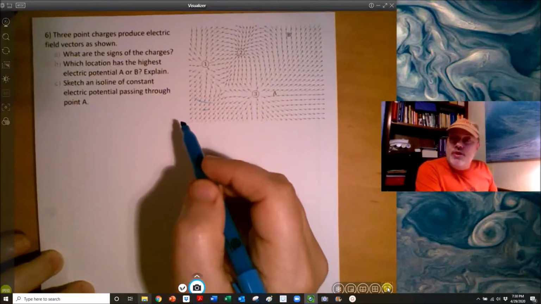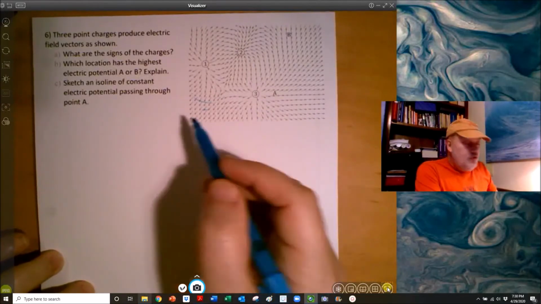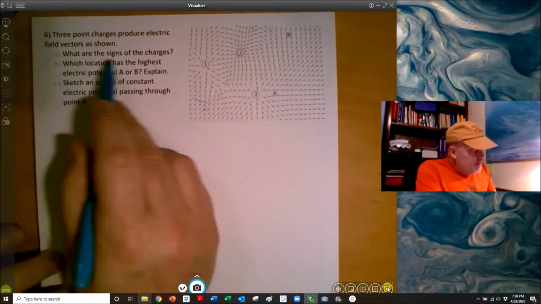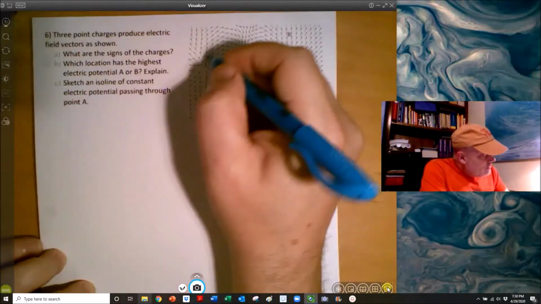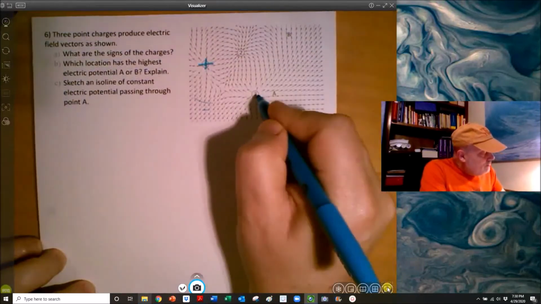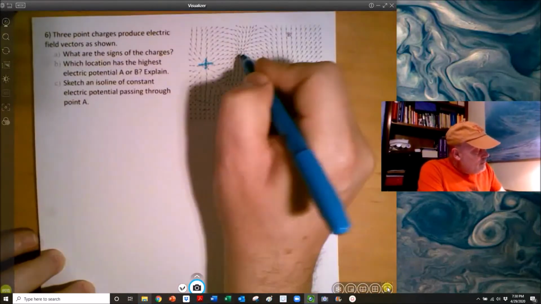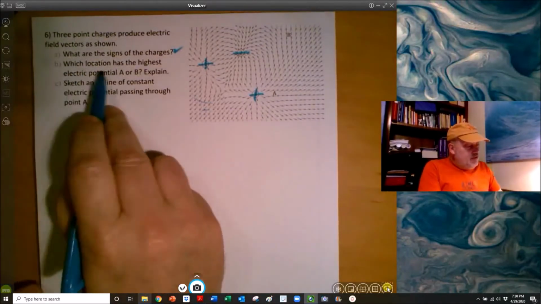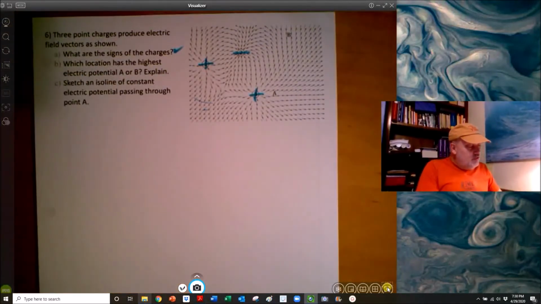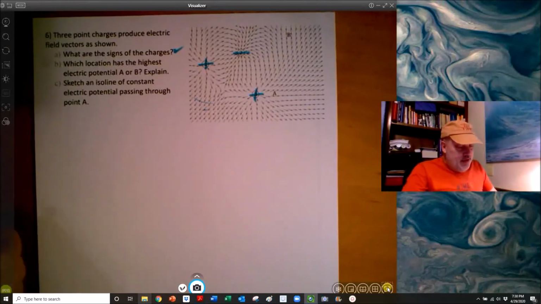Here we have three point charges that produce this electric field. What are the signs of each of the charges? Well, remember, the electric field points away from positives, so number 1 must be positive, number 3 must be positive, and number 2 must be negative. So there we go.